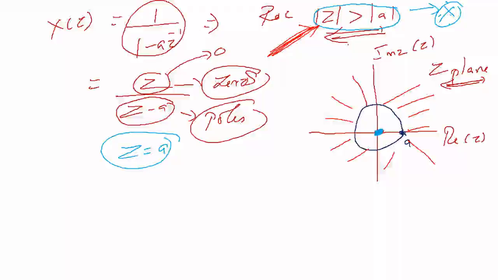Okay. What is the location of the pole? E point. What is the location of 0? 0. What is the location of the poles?